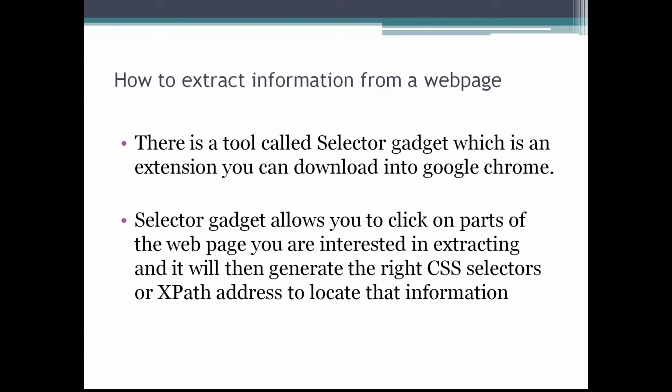In terms of how to extract information from a web page, there are two general ways of going about it. One is to use the tool we talked about in video one called SelectorGadget. If you haven't already got that, definitely download it, and also watch the video on the SelectorGadget website about how to use it. We'll talk a bit more about how to use it later in this video as well. SelectorGadget allows you to click on parts of the web page you're interested in, and it generates the right CSS selector or XPath address to locate that information.